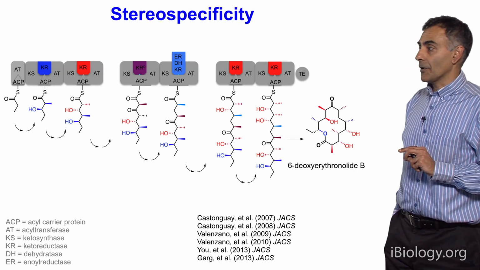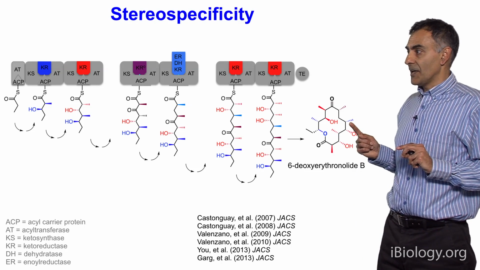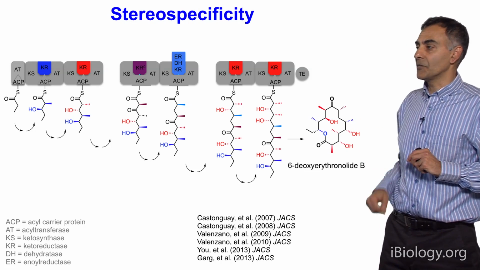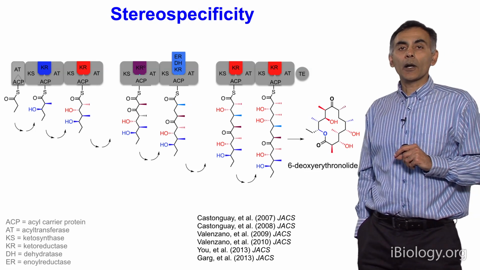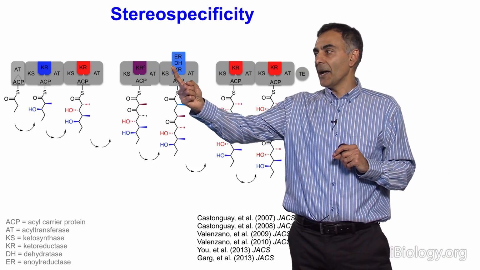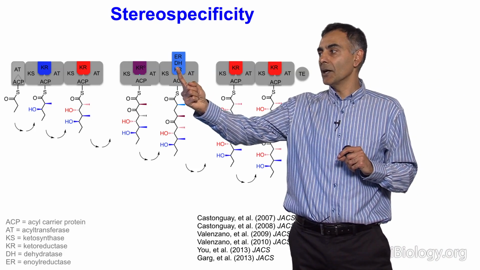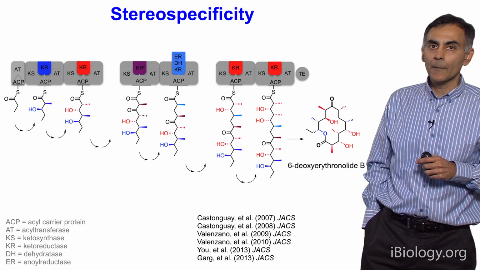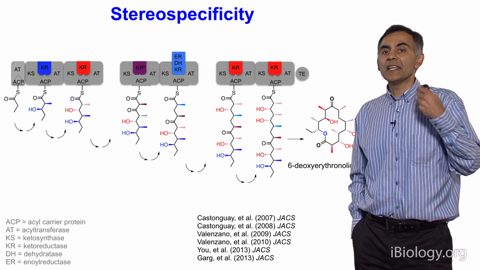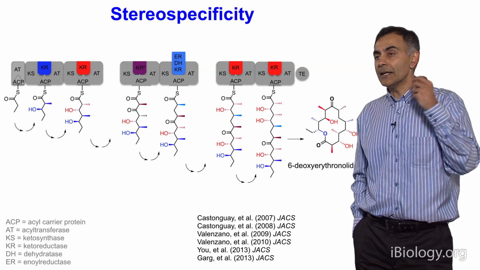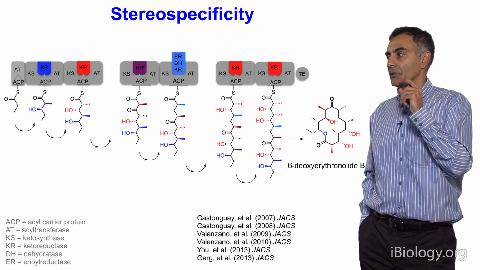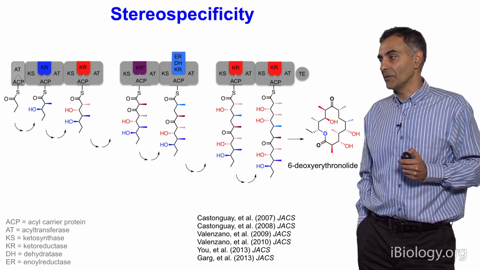The last stereocenter, which is at the 6th position, is a more complex output, and it is generated by 3 enzymes in module 4 of DEBS. There is a ketoreductase, a dehydratase, and an enoyl reductase that all collaborate with each other to set this 1 stereocenter.